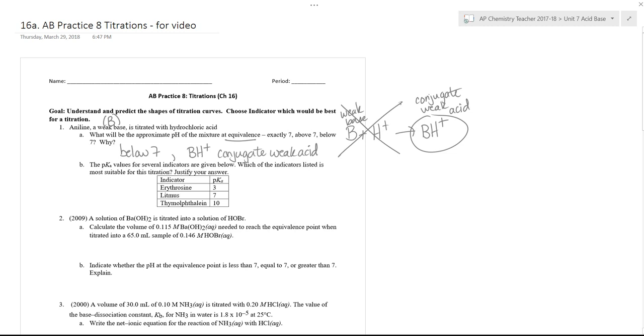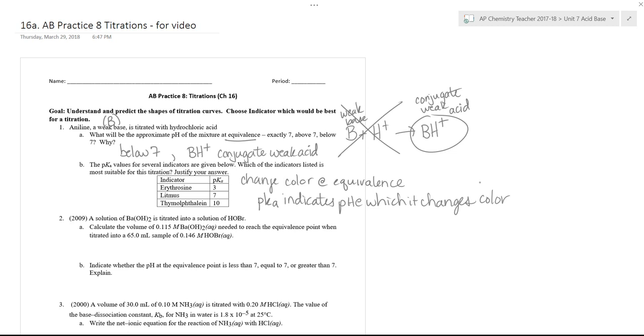When you're choosing an indicator, you want an indicator that will change color at the equivalence point. And we just said here our equivalence point is going to be somewhere below 7 because our product is acidic. And the pKa of an indicator indicates the pH at which it changes color. This can be kind of confusing because indicators are themselves acids, so they have pKa values, but your weak acid you're titrating has a pKa value as well, so you have to make sure we keep those straight.